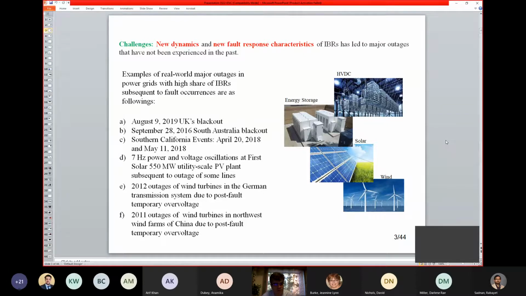I have listed some of them here, but there are many more cases that have happened in the last few years. For example, example A that I have listed here is related to the 2019 UK blackout, which was mainly due to large integration of DGs at the medium voltage distribution system and misoperation of the protection due to a fault at the transmission line. Then we have the very famous 2016 South Australia blackout.